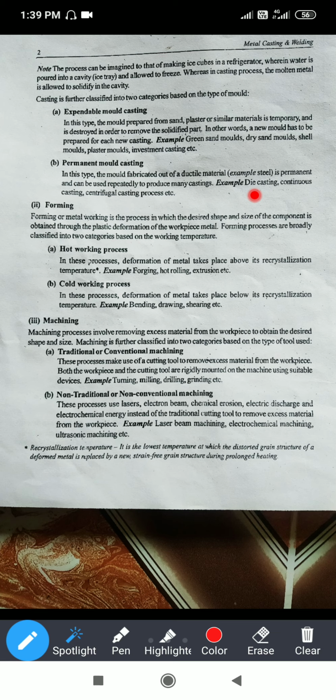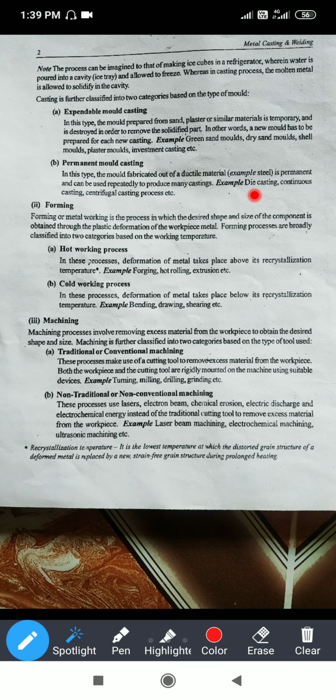When you require a single component to be cast, a small quantity, one or two, three or four pieces, or a rare product, you have to produce a rare one. It is a special purpose type of casting.